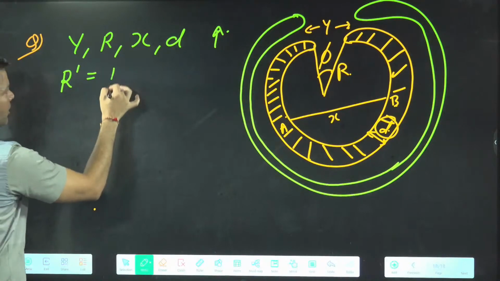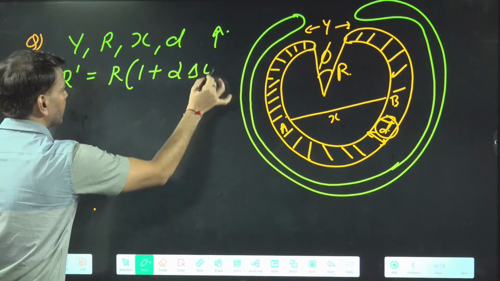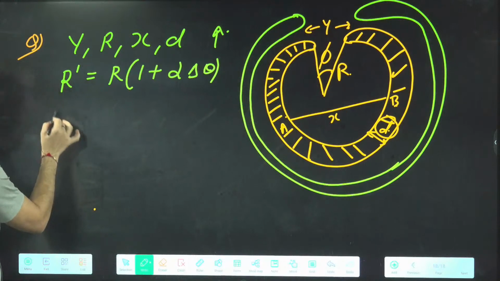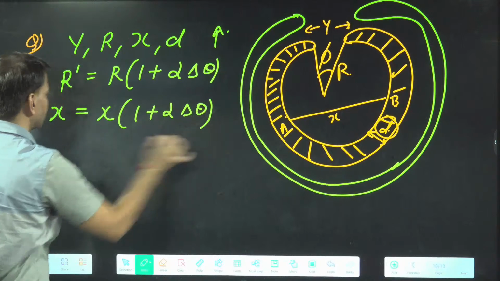R dash is equal to what? R into 1 plus alpha delta theta. Okay, similarly x I can say what? X into 1 plus alpha delta theta, that is x dash.